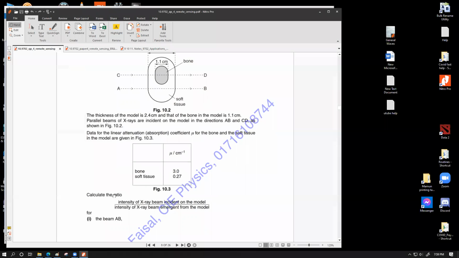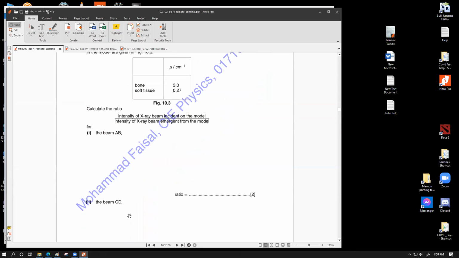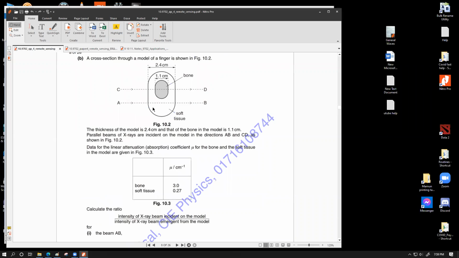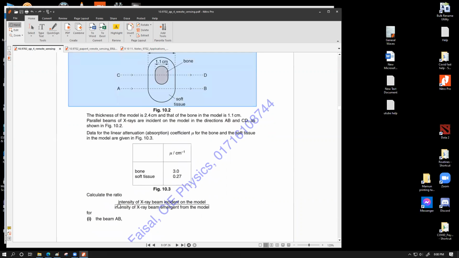Now they say calculate the ratio of the intensity of the X-ray beam incident on the model divided by the intensity of the X-ray beam emergent from the model for the beam AB and then for the beam CD. For the beam AB, it's pretty simple because it is going through a single piece of medium. So the incident wave is I, and here comes this thing. Have a look. In this case, they are asking us to find out a ratio of the incident on the model divided by emergent from the model.